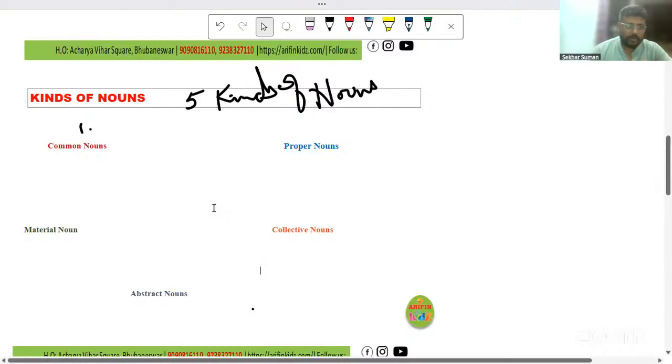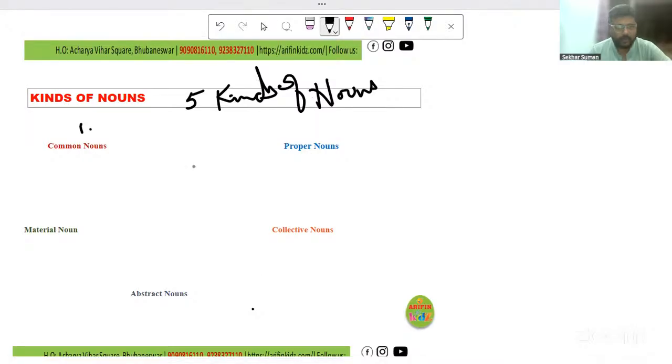Okay, so the first part, that is kinds of nouns. The first kind of noun that we are going to deal with is common noun. Okay, so what's exactly a common noun? We will have a comparative study between common nouns and proper nouns, right? We will comparatively study these 2 types of nouns so that it will be easy for us.